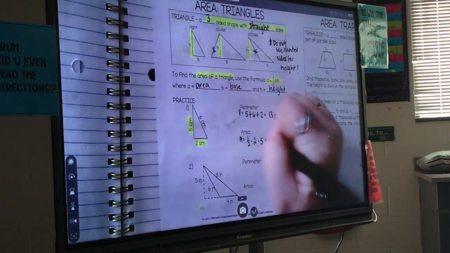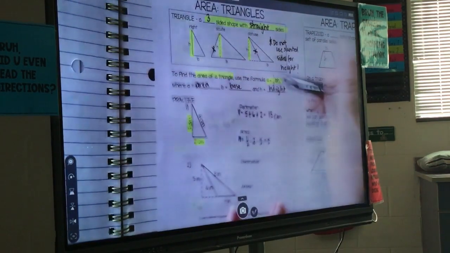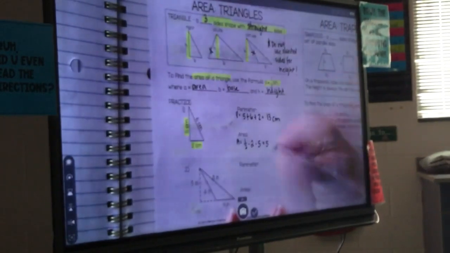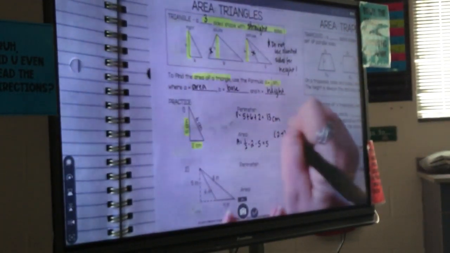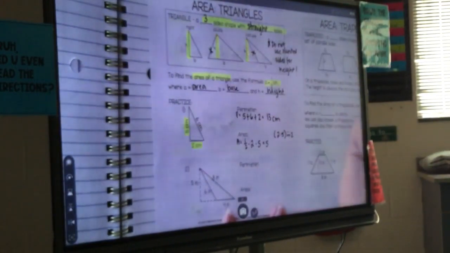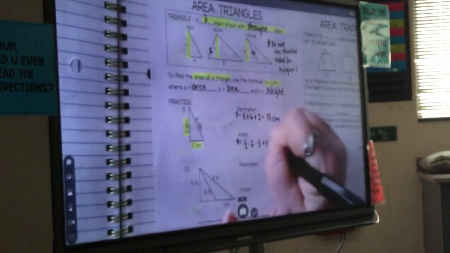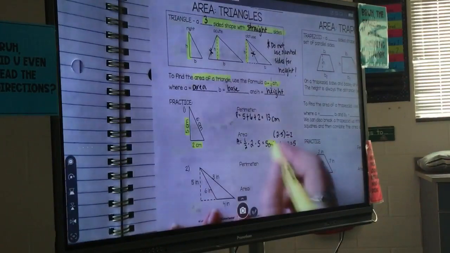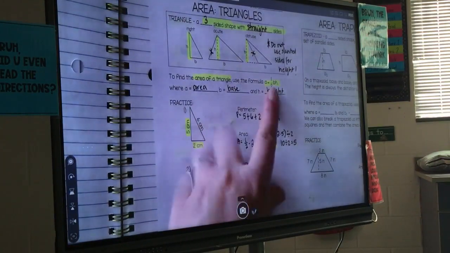5. Now, the way that I used to teach it, and the reason we're teaching it this year this way, is because in 7th grade, you see it with half times base times height. I used to teach it as 2 times 5 divided by 2. So what's 2 times 5? 10 divided by 2? 5. I'm not going to tell you how to do it one way or the other. What I'm going to tell you is for 7th grade, you have to know and understand this.